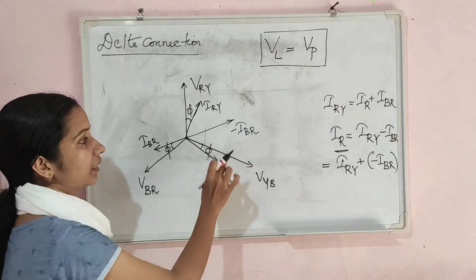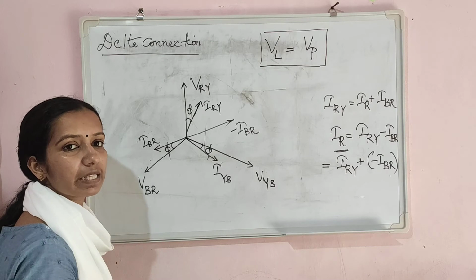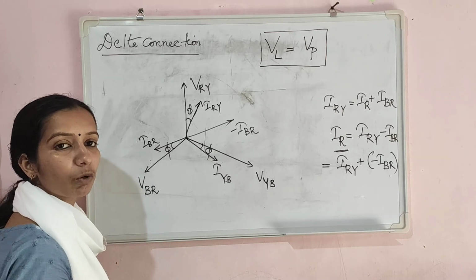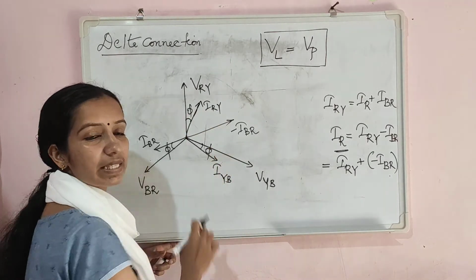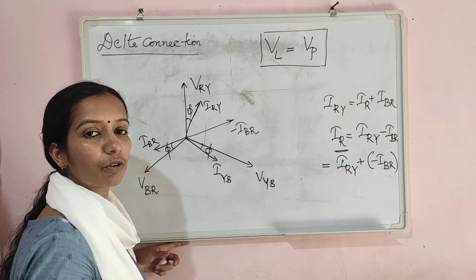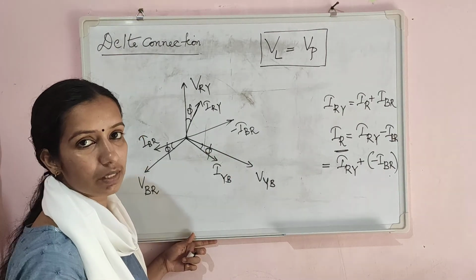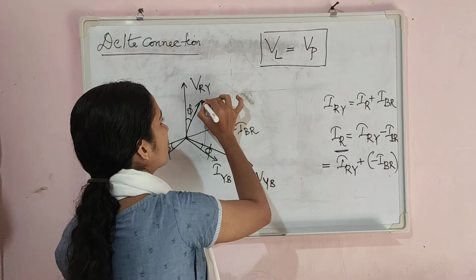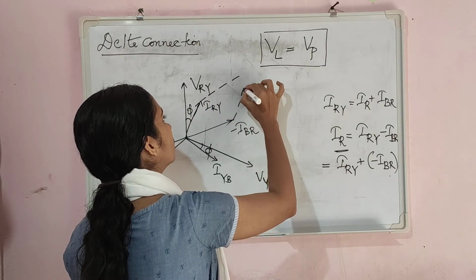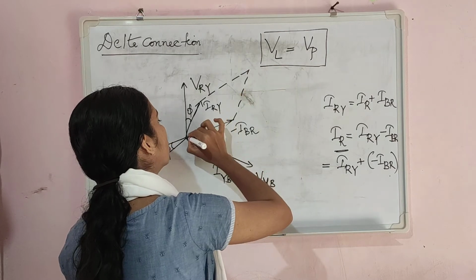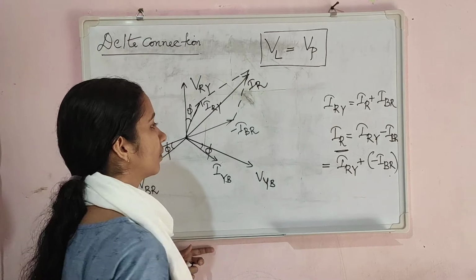So how will you take the resultant of IRY and minus IBR? Same as in the previous case, using the parallelogram law of vector addition. Complete a parallelogram with these two vectors as sides. Then the diagonal of the parallelogram will give the resultant of these two vectors. So complete the parallelogram. This will be the resultant, that is IR.